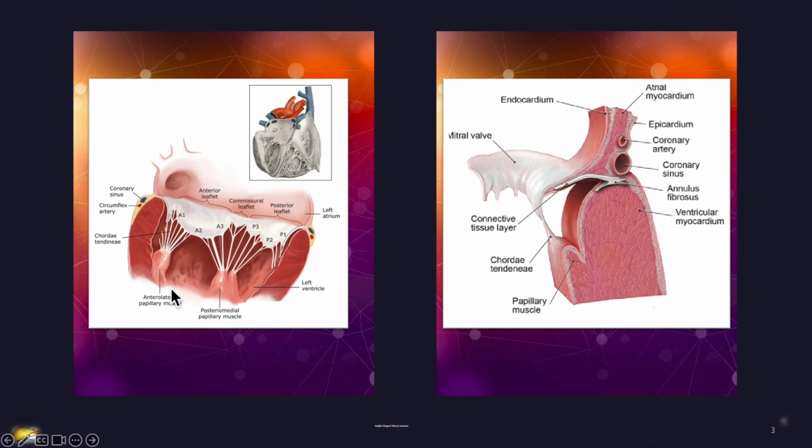Taking the story further, you notice that there are two papillary muscles holding this entire thing. Papillary muscle, chordae, the leaflets, and the annulus form what we call the mitral apparatus. Now you have two papillary muscles, anterior and posterior. The anterior is anterolateral and the posterior is posteromedial, and notice they supply the chordae to both the leaflets.